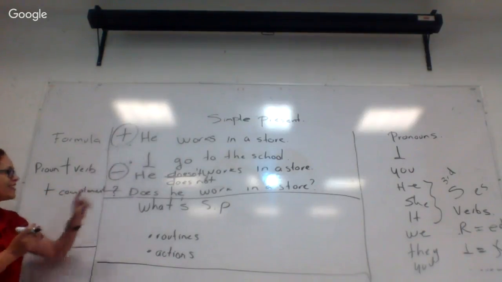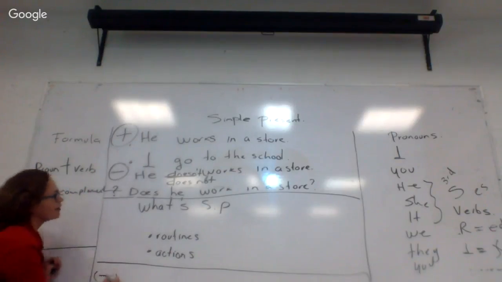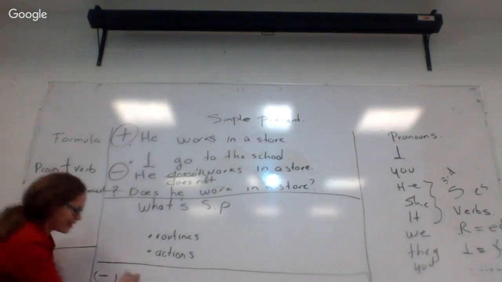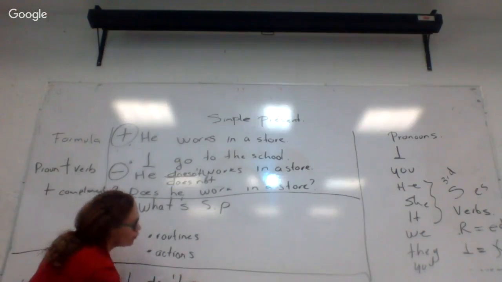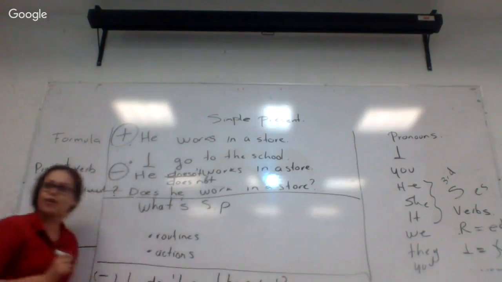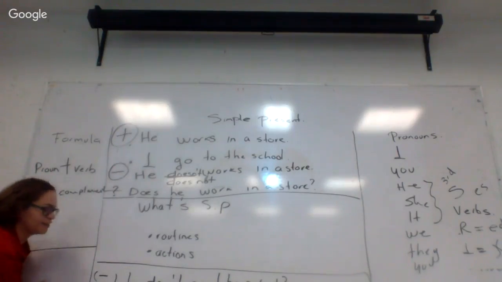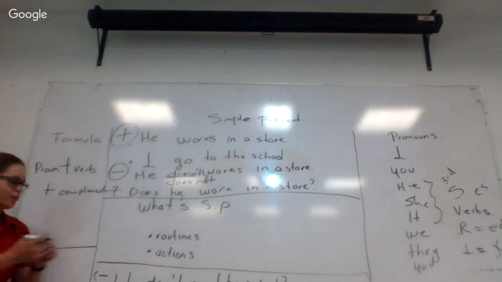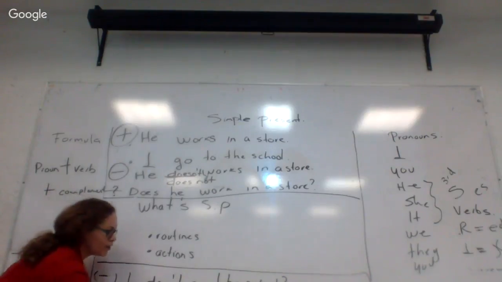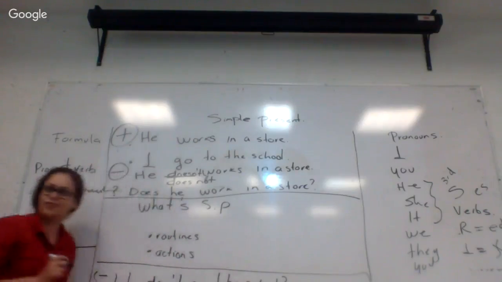Next one. Let's do it. I go to the store. What is the negative of this one? How do you say it? Don't. Exactly. I don't go to the school. Okay? And how do you say this one, the same one, but in interrogative? What do I need to do? I have to switch. Do I go to the school? Okay?